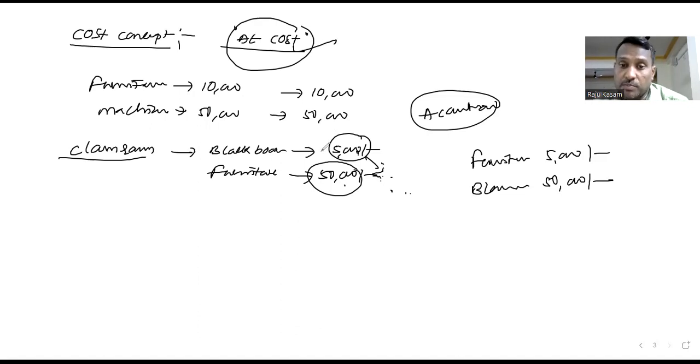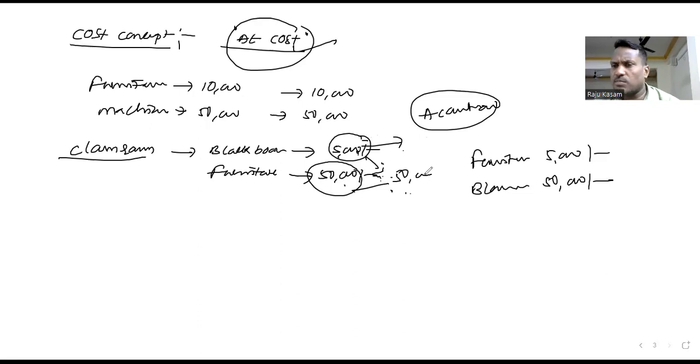How much did we pay for the blackboard? 5,000. How important is it from the college's and classroom's point of view? We paid 5,000 rupees only, so we should record 5,000 in the accountancy books. And however much less important the furniture is than the blackboard, we paid 50,000, so we should record 50,000 properly in the accountancy books. So that is about the cost concept.